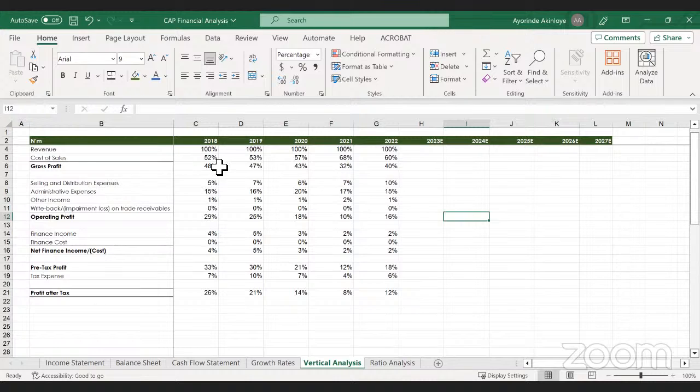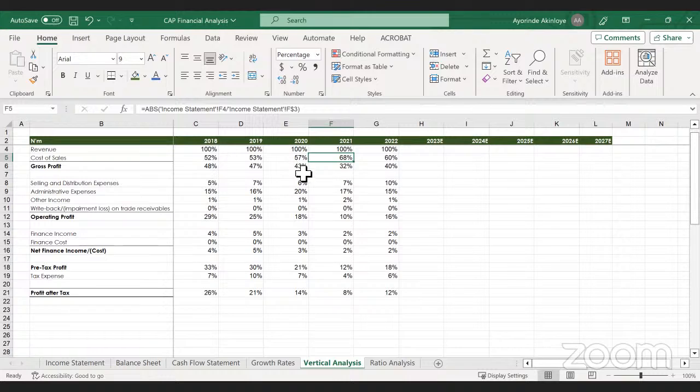That's what it's about. It's saying in 2018, cost of sales was 52% of revenue. In 2019, it was 53%. In 2020, there was an increase to 57%, right? And then there was another increase. There was a jump, a big spike. So you can notice this is what vertical analysis is helping you to measure, right? There's a big jump to 68%. Something is fishy. That's almost 11%.